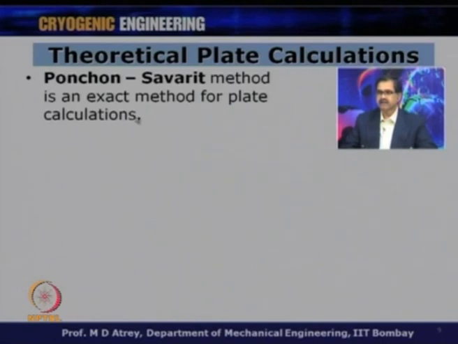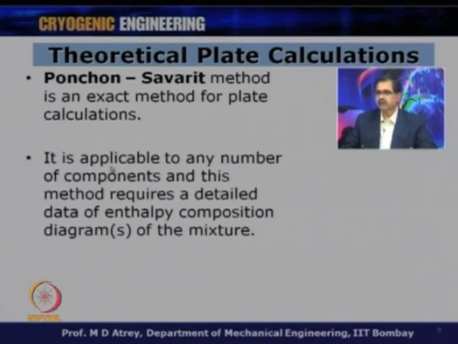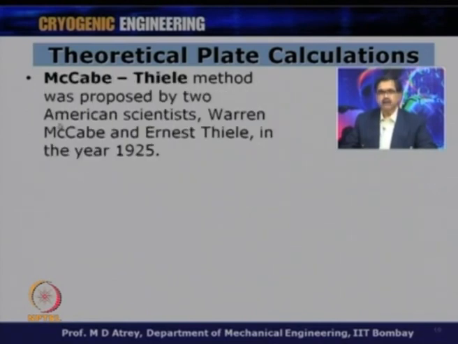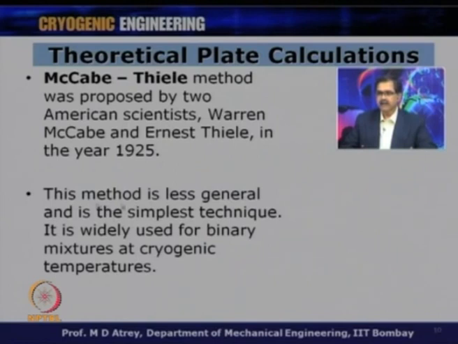The Ponchon and Savarit method is an exact method for plate calculation. It is applicable to any number of components, and this method requires detailed data of enthalpy composition diagrams of the mixture. So, I can have a 4 component mixture or a 5 component mixture, but what I need is correct, detailed data of enthalpy composition, which is very important and also very difficult to get. The McCabe and Thiele method was proposed by 2 scientists, McCabe and Ernest Thiele, in 1925, and this method is less general and is the simplest technique. This is a very simple technique, less general however.